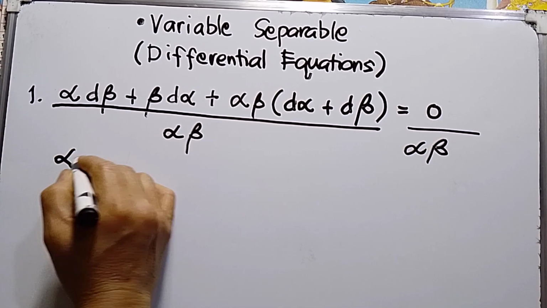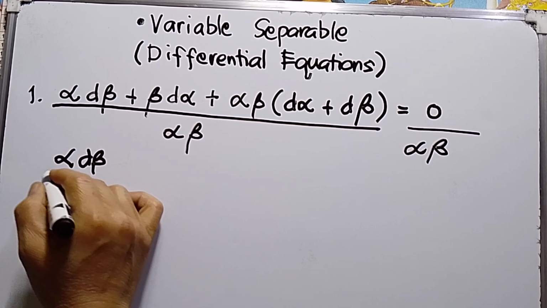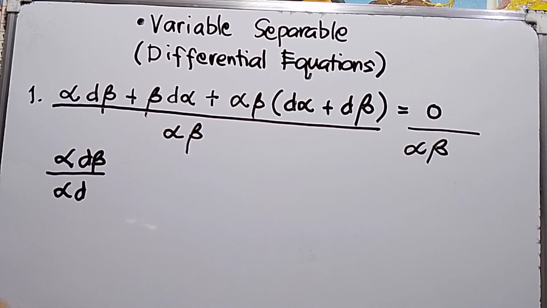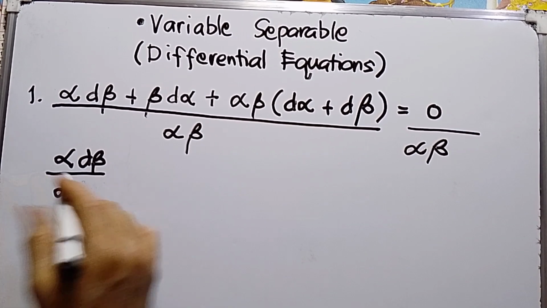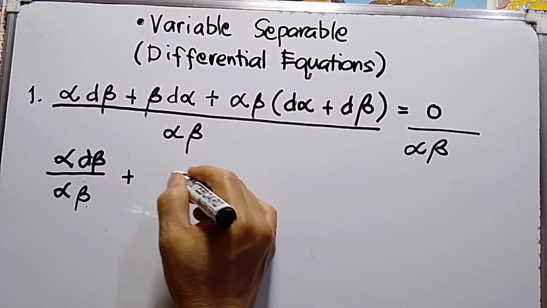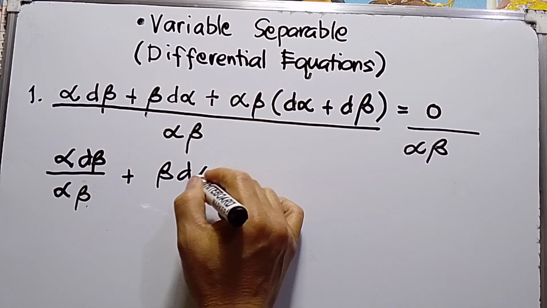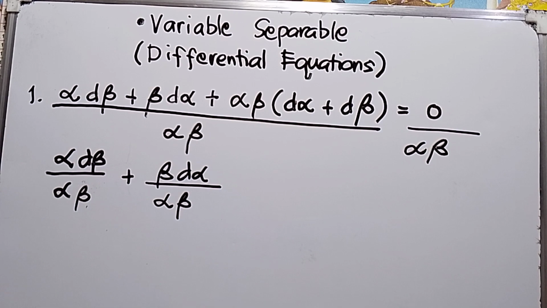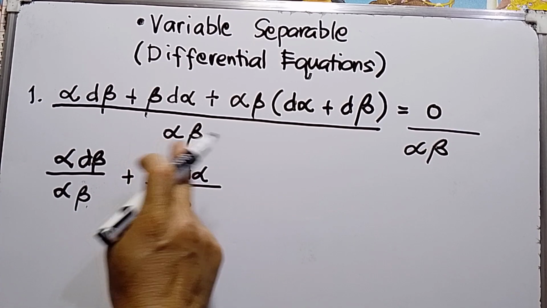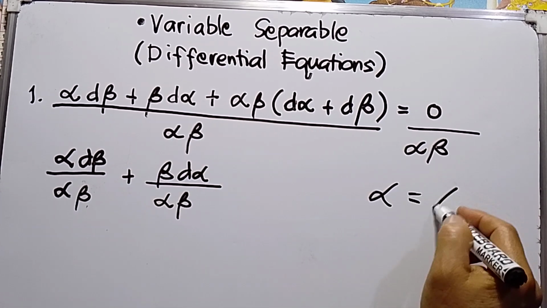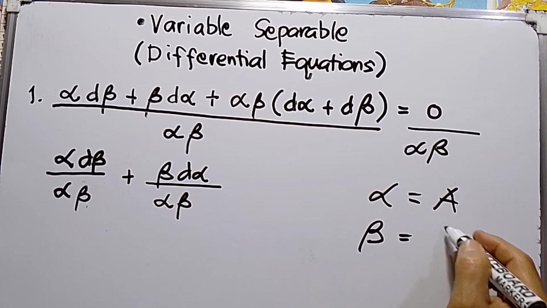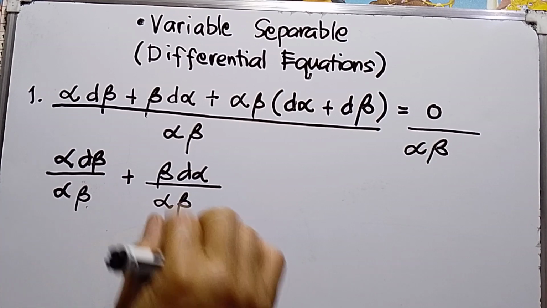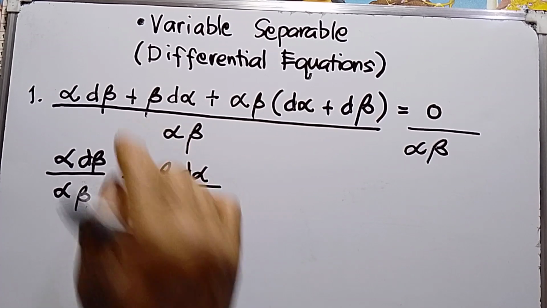So this will be alpha d beta divided by alpha beta, then plus beta d alpha divided by alpha beta. By the way, these are Greek letters. So alpha means letter A, then beta is letter B. Okay? So that's why I wrote first alpha, then beta.